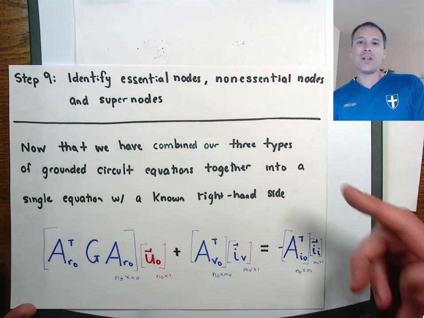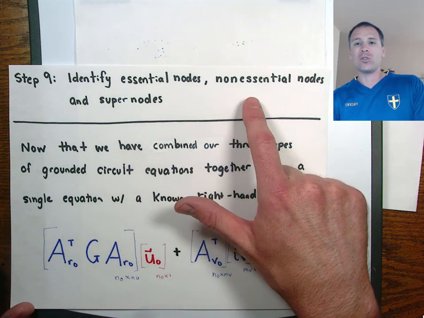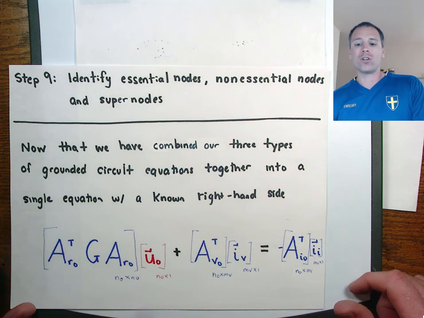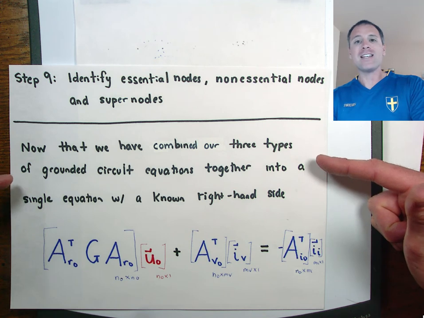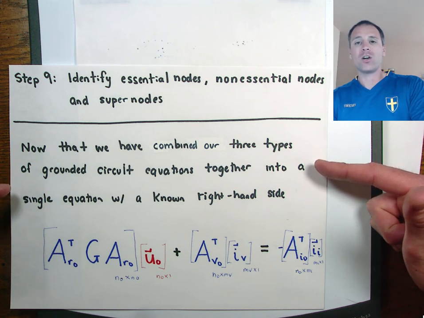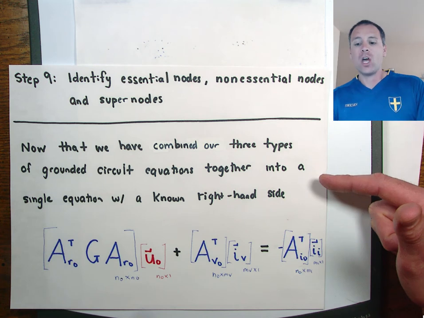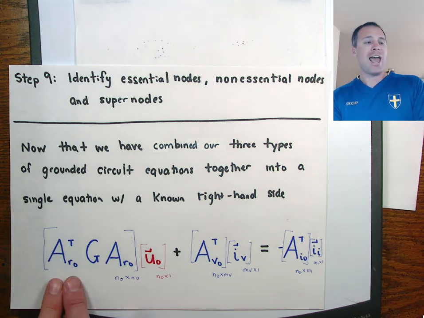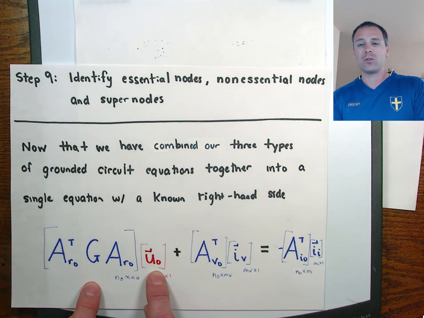Welcome back. We're in step 9, in which we're going to identify the essential nodes, non-essential nodes, and supernodes of our circuit. Remember that in step 8, we combined the three types of grounded circuit equations: the grounded KVLs, the branch constitutive relations, and the grounded KCLs to form the matrix equation A_R transpose times G times A_R times the unknown vector of grounded node voltage potentials, so all node voltage potentials minus the ground node.